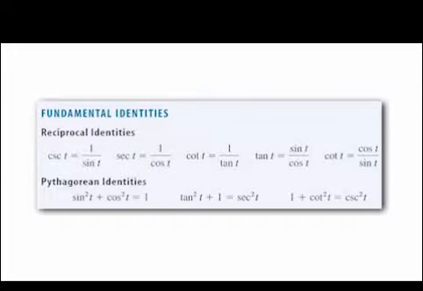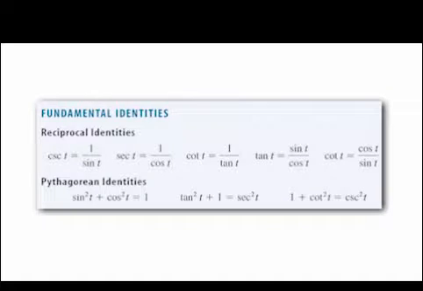The reciprocal identities include cosecant t equal to the reciprocal of sine t. Secant is the reciprocal of cosine. Cotangent is the reciprocal of tangent. Tangent is equal to the sine over cosine, and cotangent is equal to the cosine over sine.